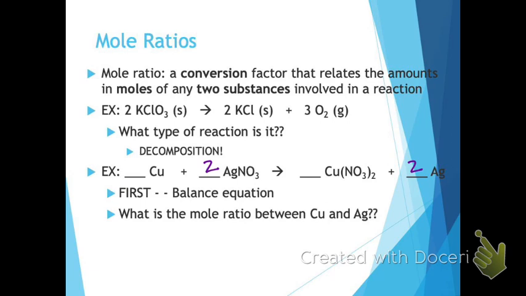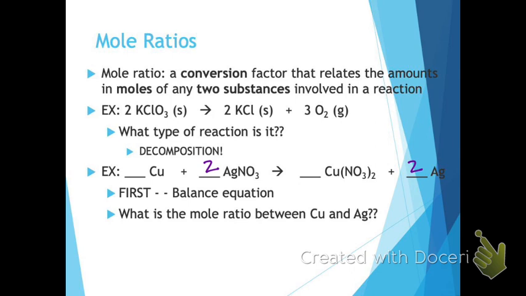That's how I ended up balancing it: 1, 2, 1, 2. Tell me if you think that's right or wrong. The first place I started with was nitrate, NO3. There are 2 of them here, so that had to start me with a 2. That makes it 2 silvers, so I come over here and say that's 2 silvers. And then I just check my last one, which was copper.